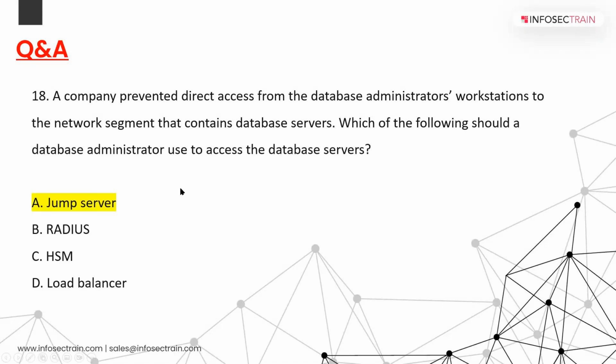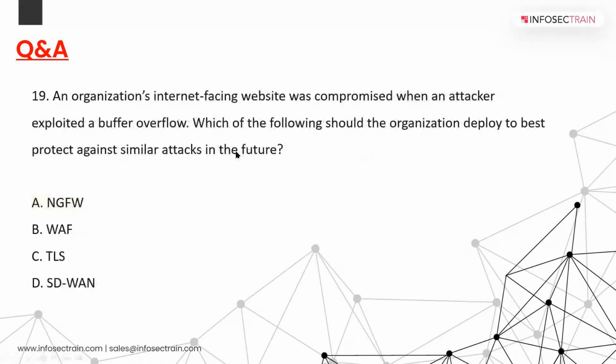I see most of you have given the correct answer as well. Perfect. Now, guys, let's move to the next question. Please go through it. The question says that an organization's internet facing website was compromised when an attacker exploited a buffer overflow. Which of the following should the organization deploy to best protect against a similar attack in the future? Whenever you look, the question by itself mentions what kind of attack it's talking about.